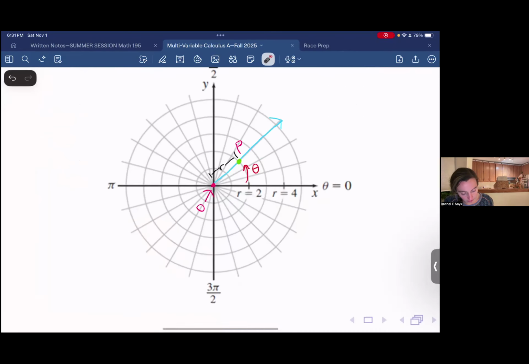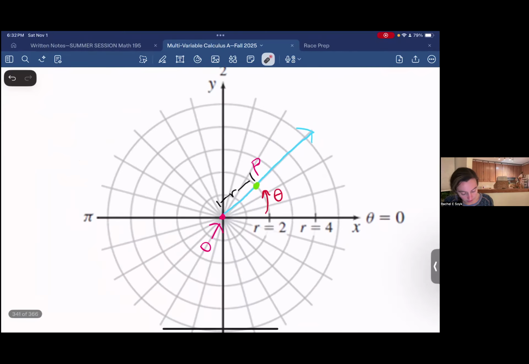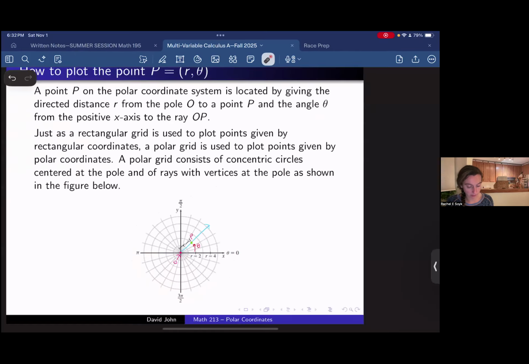And so I kind of did a general example here. This is our point O. We have our point P. So this is our ray OP with our radius. Our radius here is 2 units, right? One concentric circle, another one, and then it's that point P lies on that second one. And then our theta is the angle measure between that terminal side, aka our ray OP, and our polar axis, aka our positive x-axis, right?